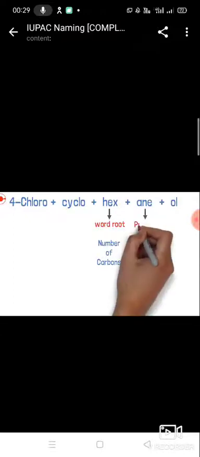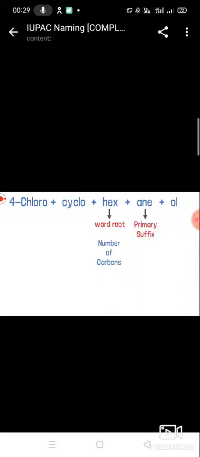Which is the word root? Hexane is the word root because of the number of carbon atoms in a straight line. What is the suffix? The suffix is the alcohol, OL. What does the ANE show?